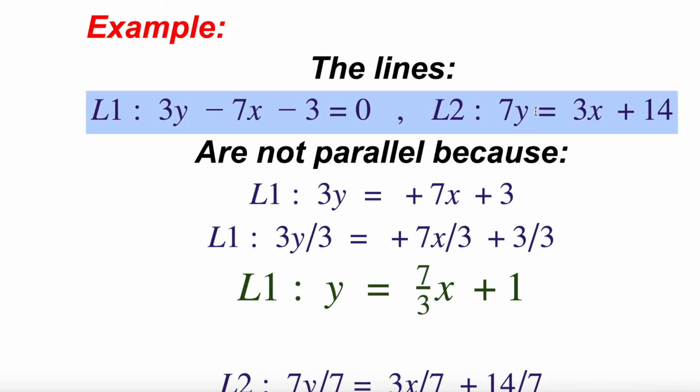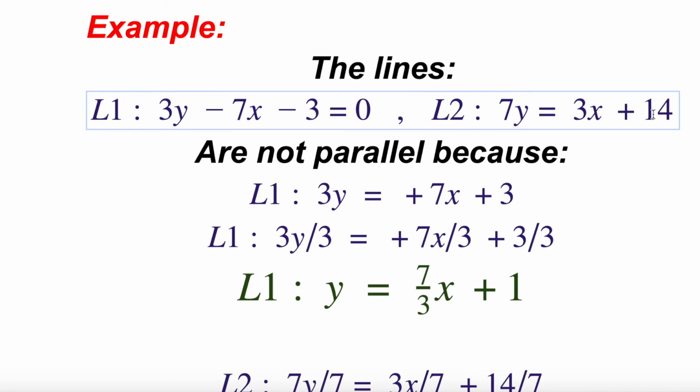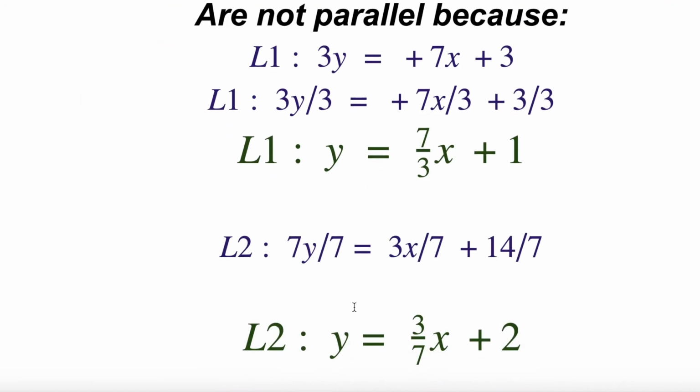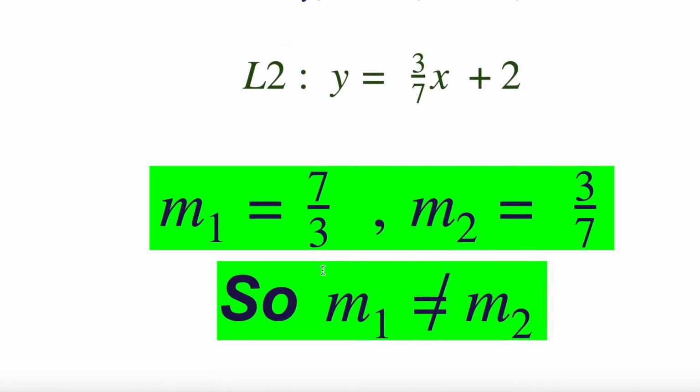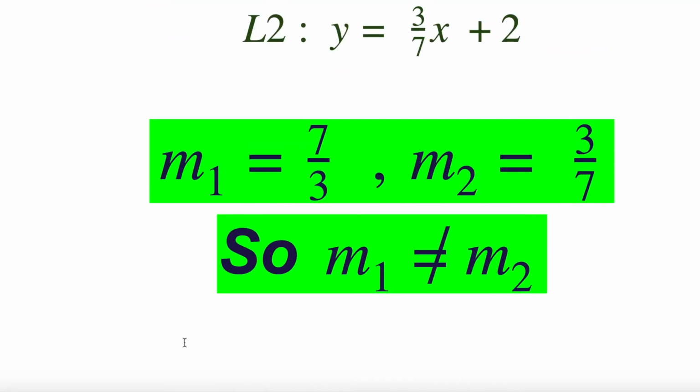So let's work on the second one. 7y equals 3x plus 14. I need to divide everything by 7. So I got y equals 3 over 7x plus 2. Okay, what did you notice? That the first slope is 7 over 3 and the second slope is 3 over 7. Since they are not equal, that means the lines are not parallel, because 7 over 3 doesn't equal 3 over 7. That's all about parallel lines.